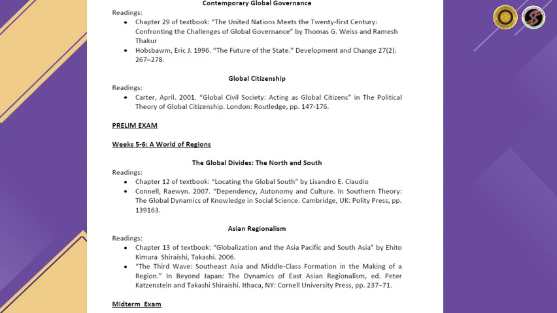After the first term exam, we will be studying the global divide, the North and the South. The basis of dividing the world into two is based on dependency, culture, and location. And then the other topic is Asian regionalism. We will be studying globalization in the context of the Asia Pacific and South Asia, and then the idea of third wave, the idea of middle class formation in the making of a region. Then after those two topics, you will be having your midterms exam.